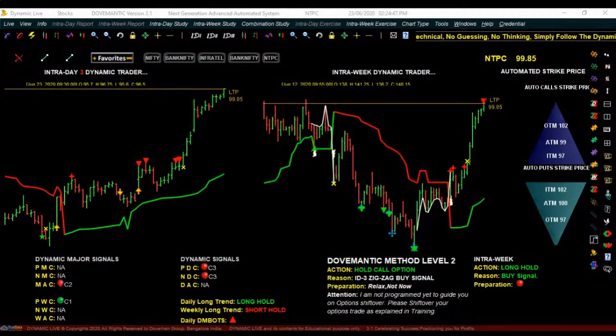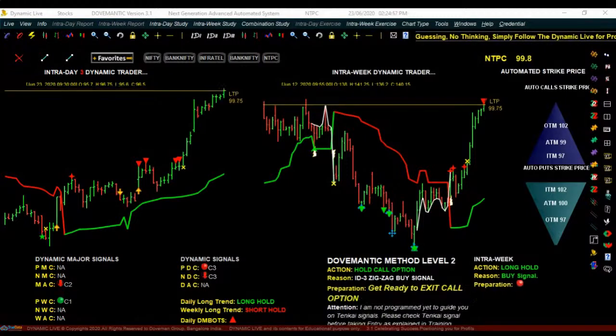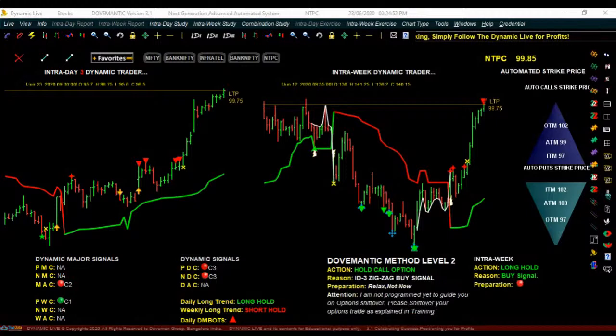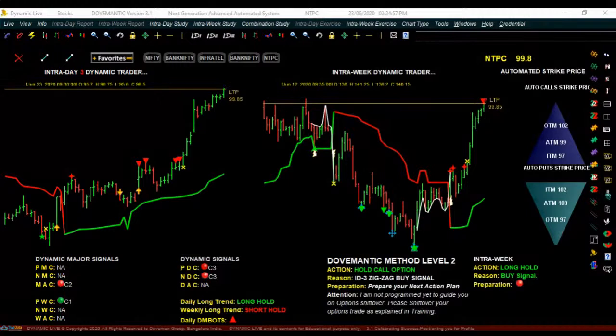And if anyone has bought a call option in NTPC, do remember there is a DMBOTS appearing on top, it means secure your profits, right? So this is how you are supposed to trade using this.